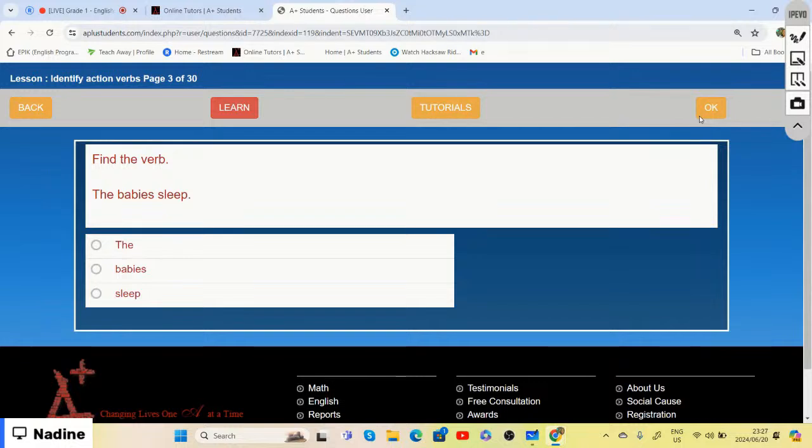It says the babies sleep. So what are the babies doing? If we find the verb, is it the, is it babies, or is it sleep? We need to find the verb within that sentence. The babies sleep.